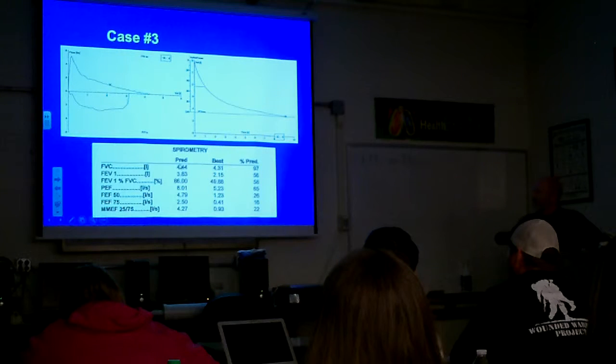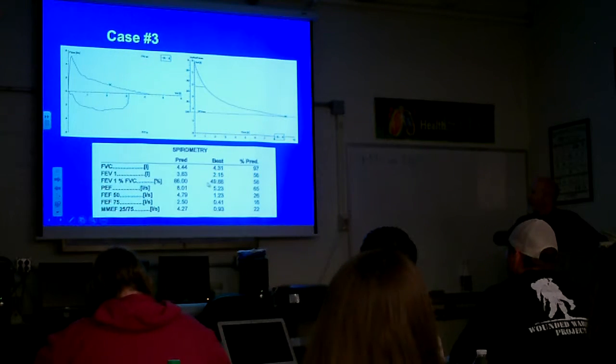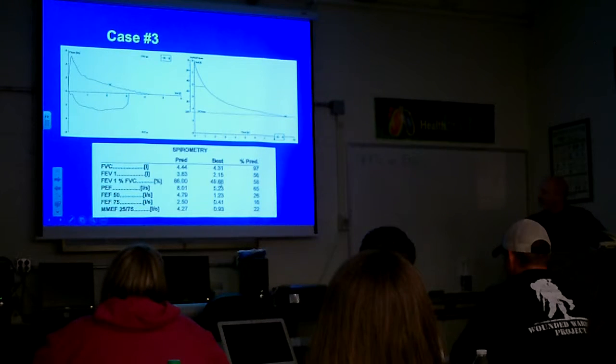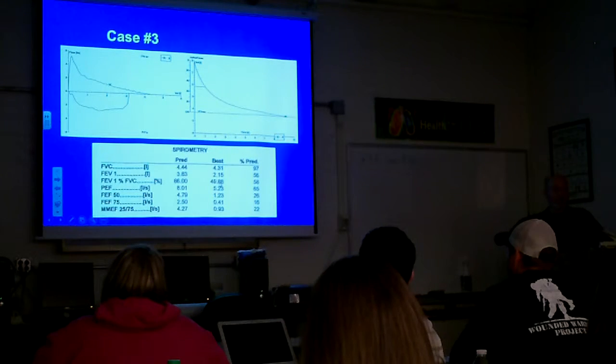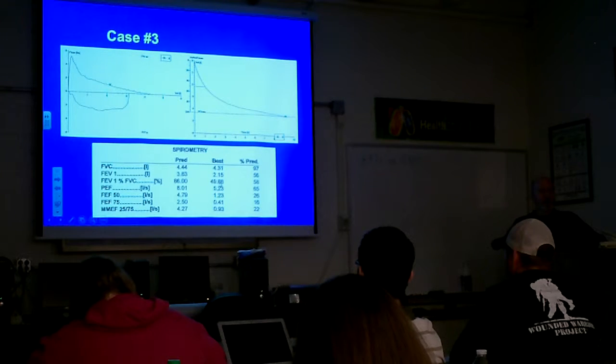So let's go right here to the FEV1%. We're going to go by what the person actually did. They did 49% of predicted. So right away, what do we know? It's obstructive. They have obstruction.